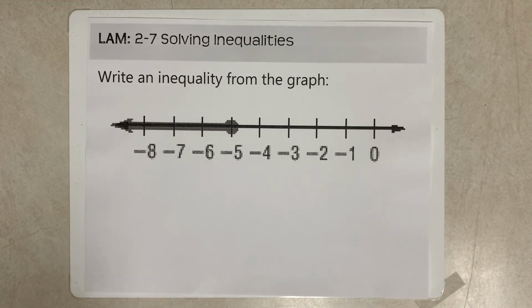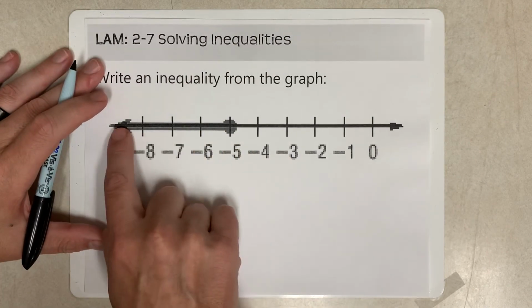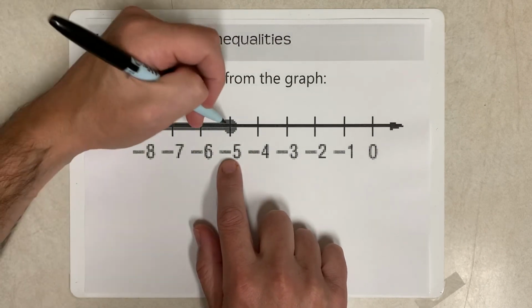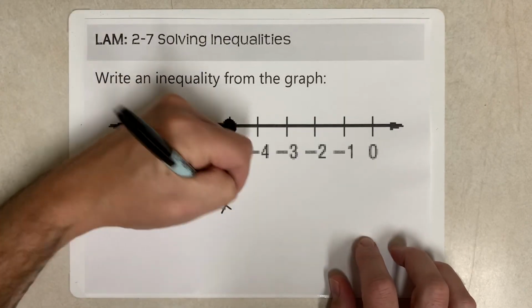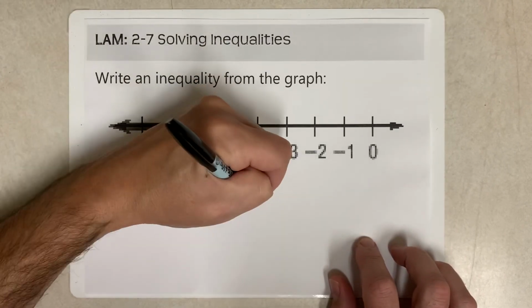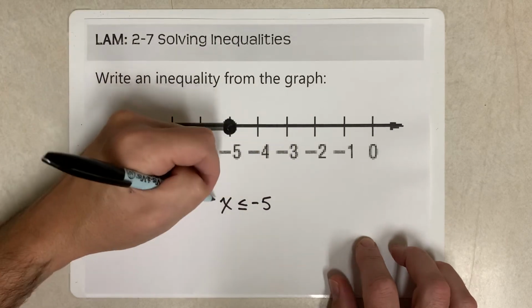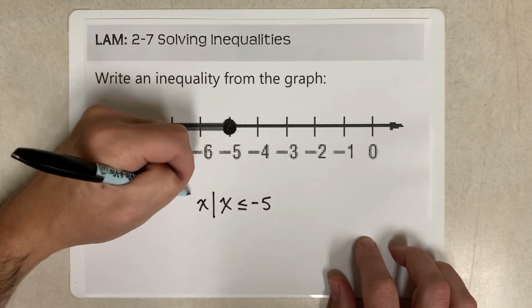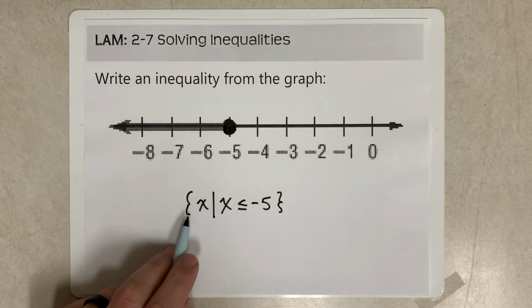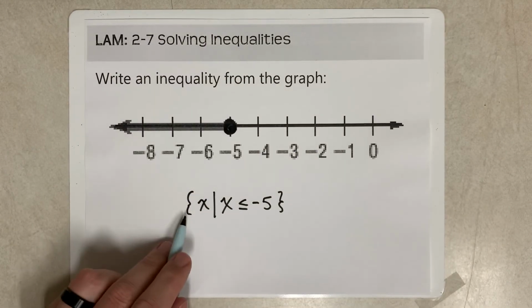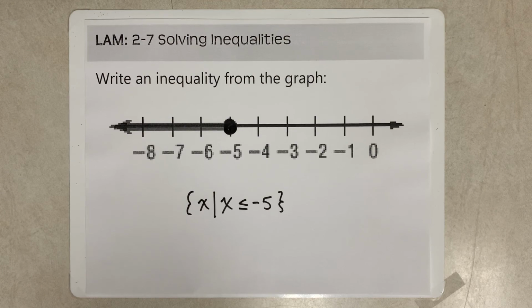Here we have all real numbers less than or equal to negative 5. And again, we do have a closed circle there. So all x less than or equal to negative 5. Set builder. That was a pretty bad looking curly bracket, but it'll work. And that's it for that one.